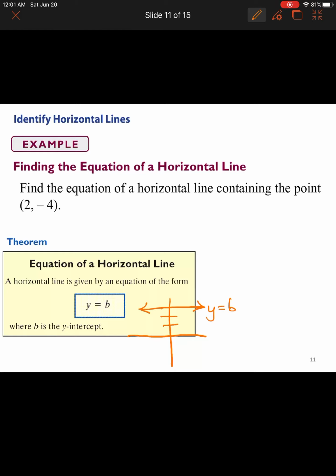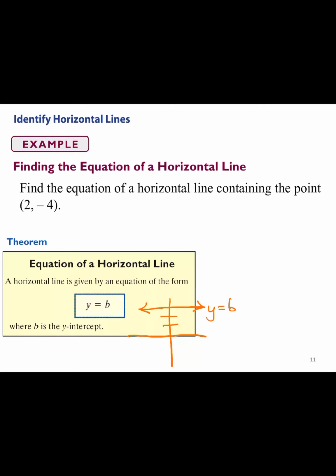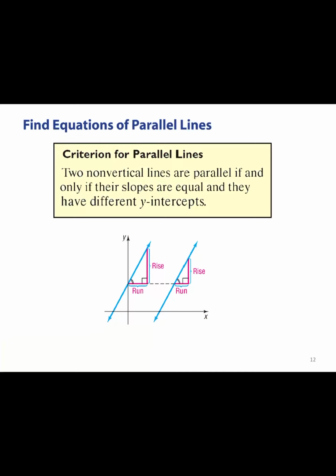And then this problem says, find the equation of a horizontal line containing the point 2, -4. It's asking for a horizontal line. So I'm going to identify the y value. And my y value is -4. So I'm just going to write y equals -4. And boom. There is the equation of your horizontal line. If the problem would have said, find the equation of a vertical line containing the point 2, -4, you would have gone to the x value and put x equals 2.